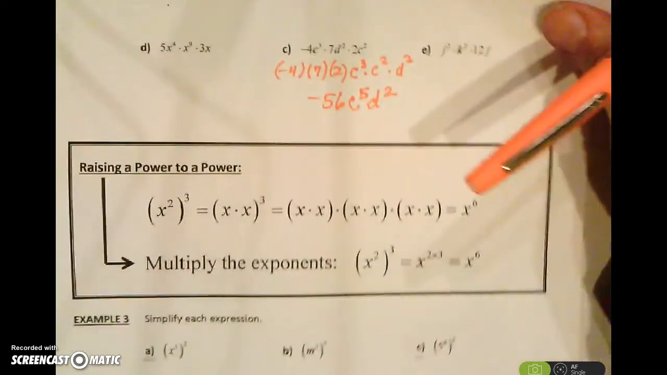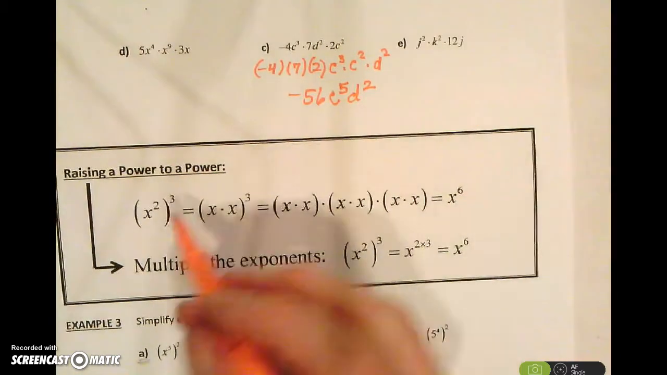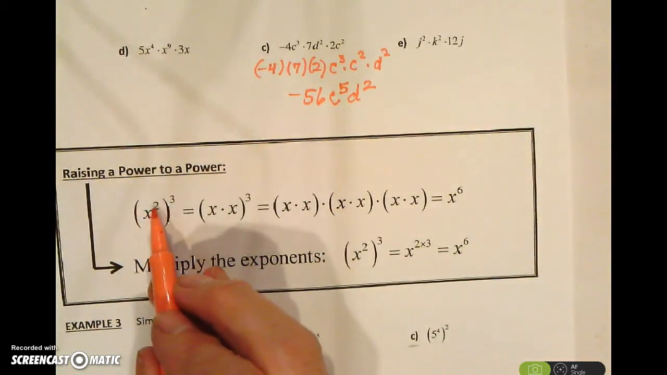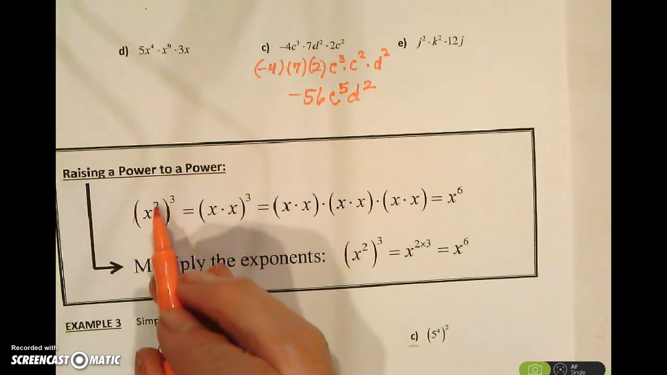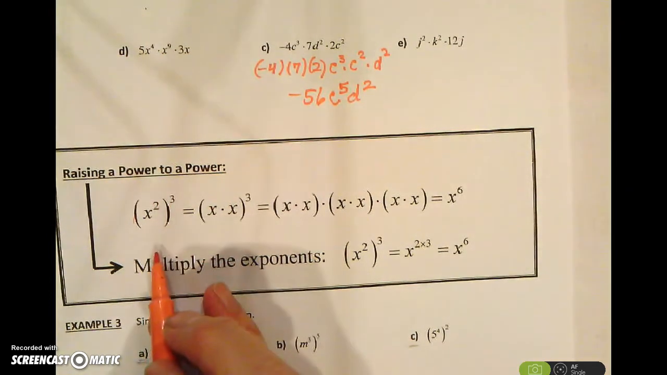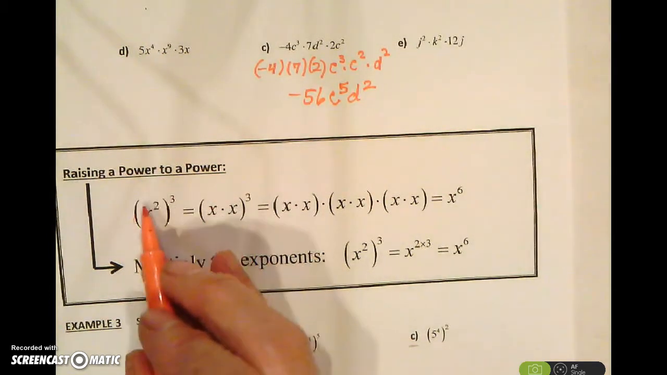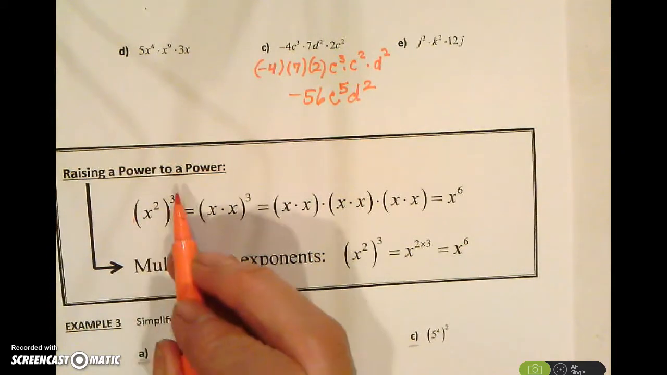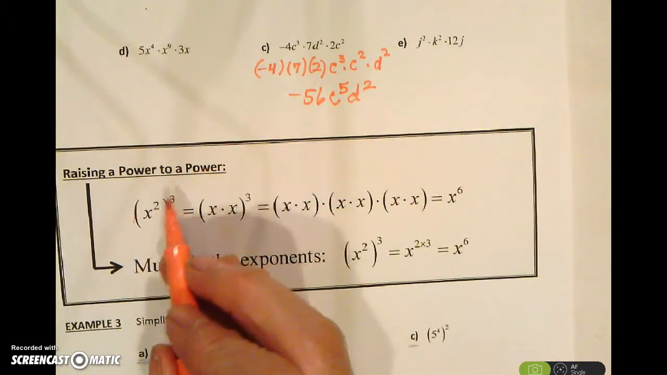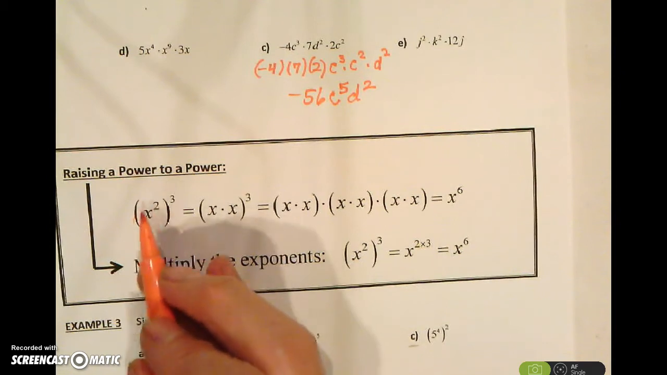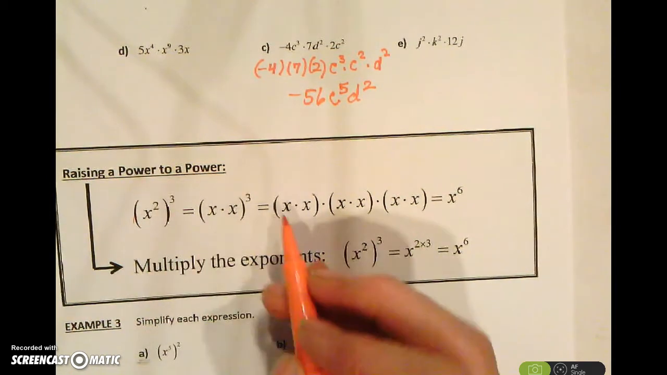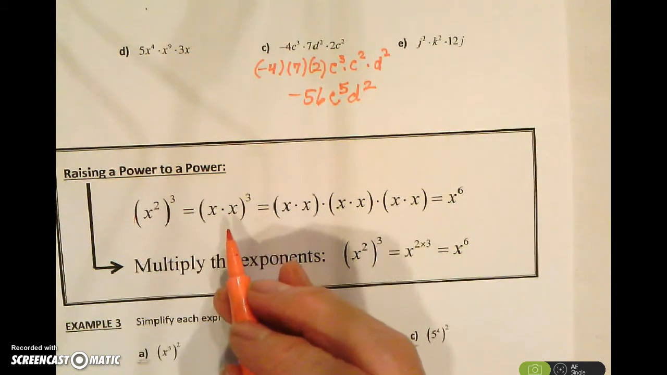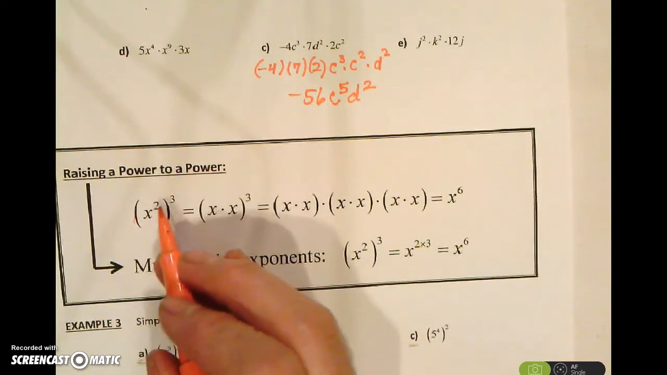All right, so now let's talk about raising a power to a power. So I have x to the second power in parentheses, and that's raised to the third power. So we're going to take this outside base. So our base here with the exponent of 3, that base is the parentheses. So we're going to take the parentheses, well, I guess on the inside of it here first.